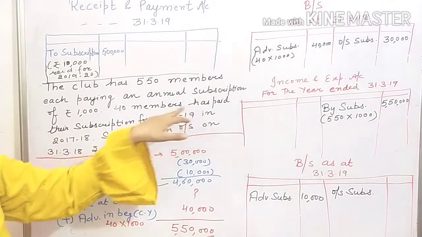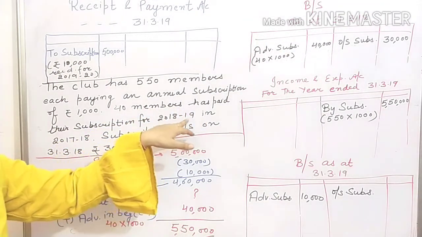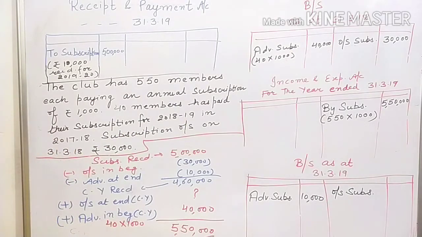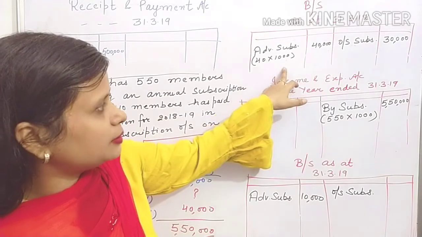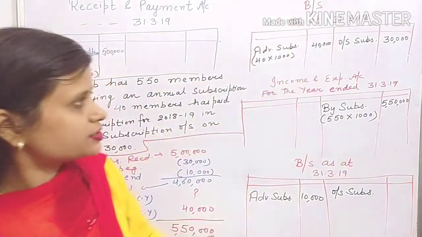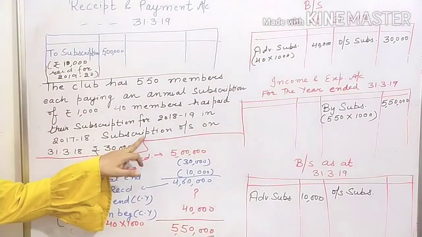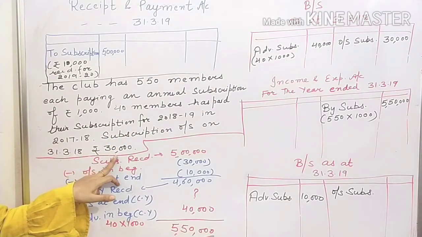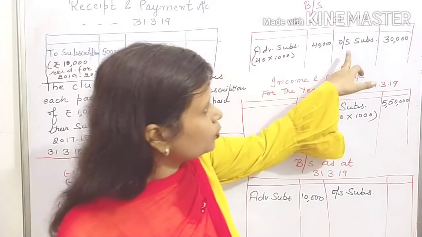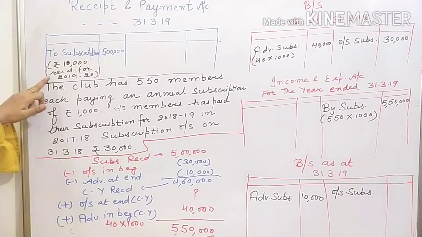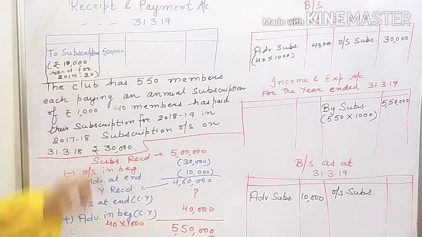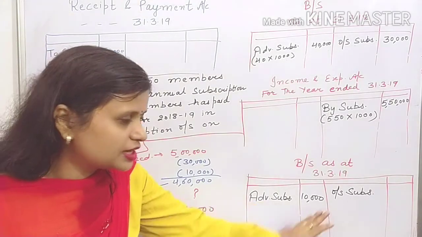40 members has paid their subscription for current year in the previous year. It will be a advance subscription in the beginning, 40 multiplied by 1000, 40,000. Subscription outstanding in beginning 30,000, that is clearly mentioned. So here you will write down outstanding subscription 30,000. Now at the end, advance subscription, this is also clearly given. 10,000 received for 2019-20. This is our advance subscription at the end.